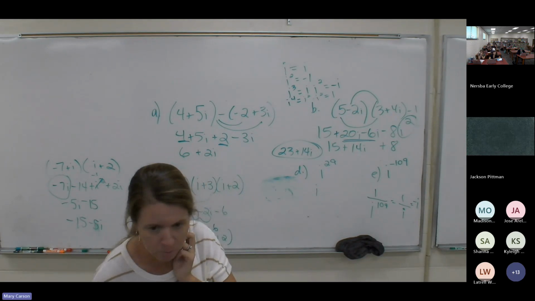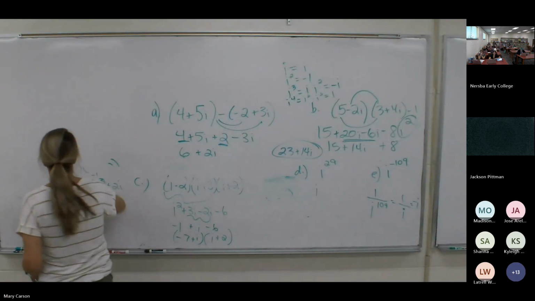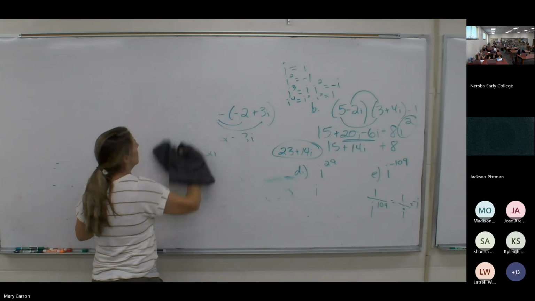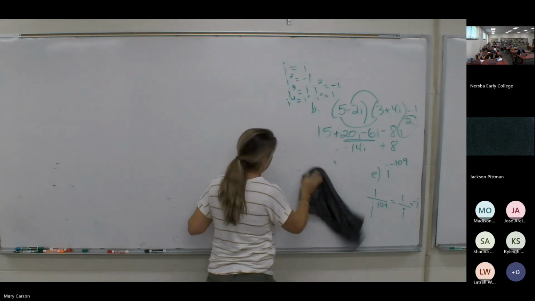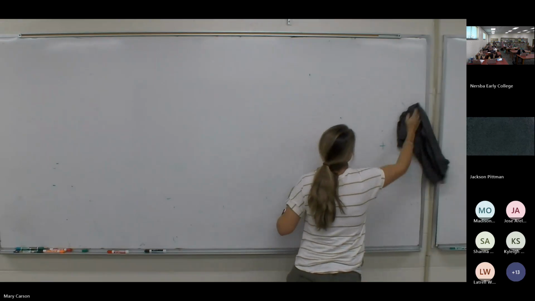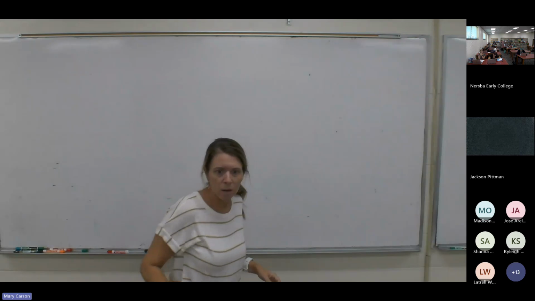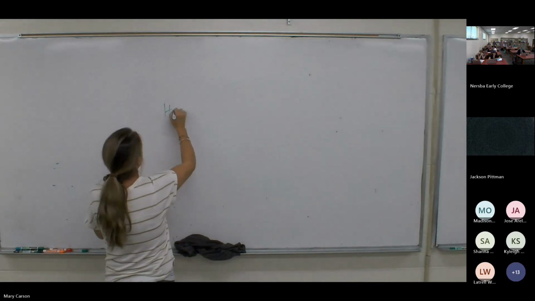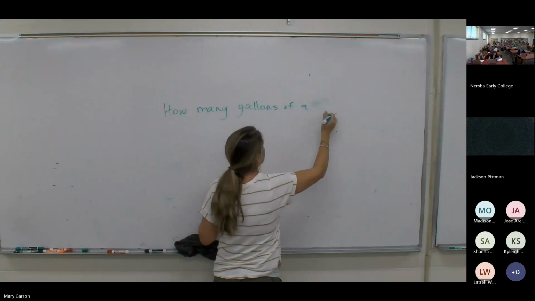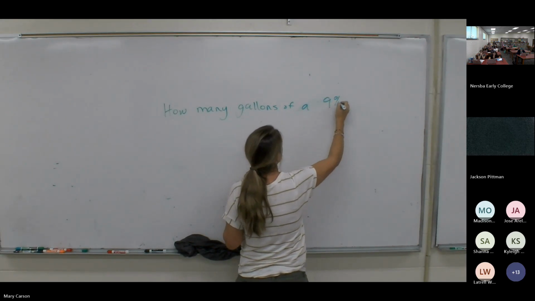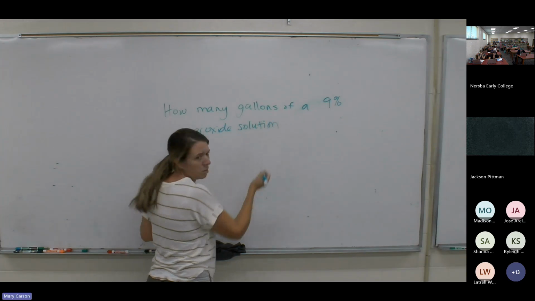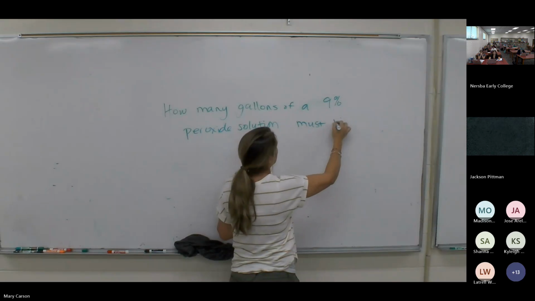Mixture problem. What time is it? We got 5 minutes. We probably have enough time to do these. Mixture problem. All right, the problem says how many gallons of a 9% peroxide solution must be mixed.